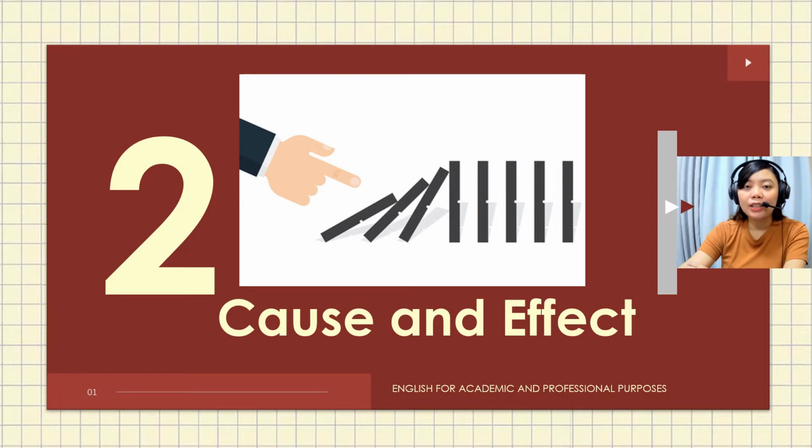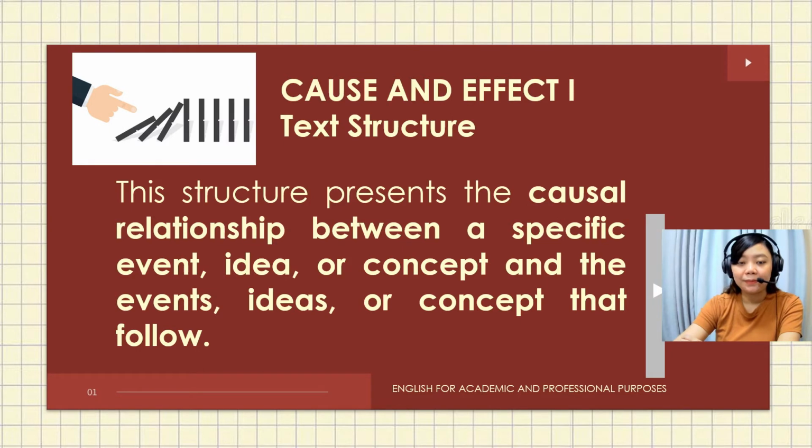Let's now move on to the second text structure type, which is the cause and effect. Under the text structure cause and effect, it presents the causal relationship between a specific event, idea, or concept, and the events, ideas, or concepts that follow. So it shows the cause, and it also shows an effect in a formal way. So let's have an example.